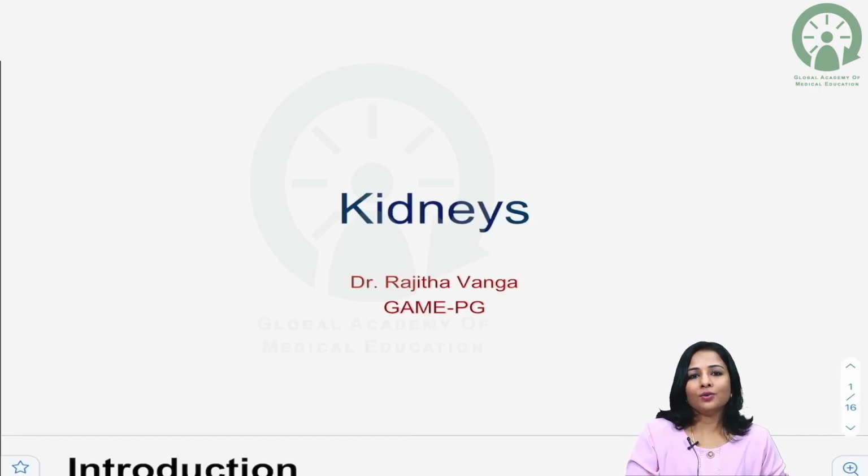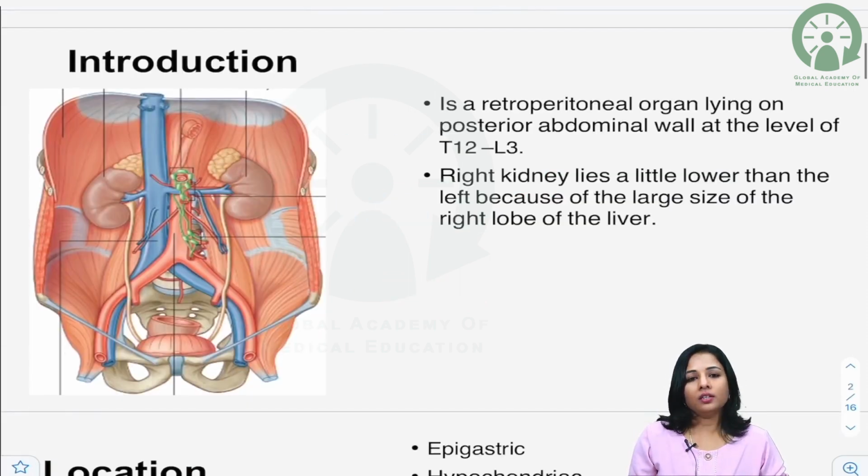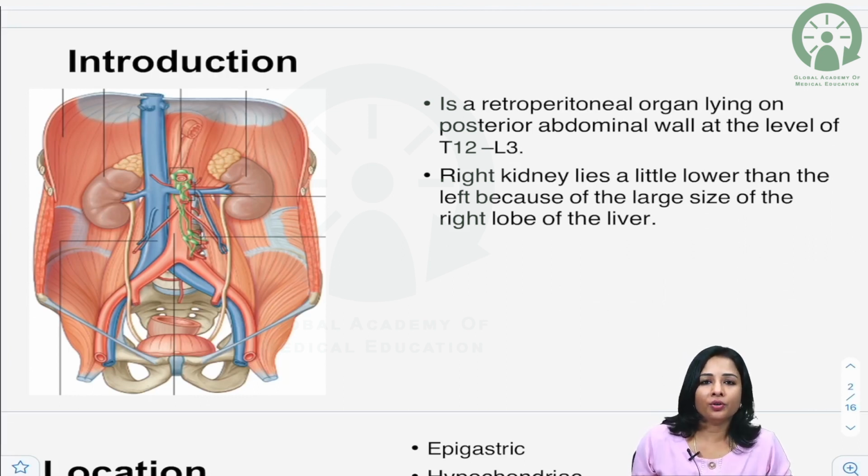Hello guys, now we are going to learn kidneys, gross anatomy and even the internal structure, that is the macro anatomy of the kidney internally. So introduction: we know kidneys are primary retroperitoneal organs which are present over the posterior abdominal wall, and the upper pole of the kidneys are related to suprarenal glands which are also primary retroperitoneal organs.